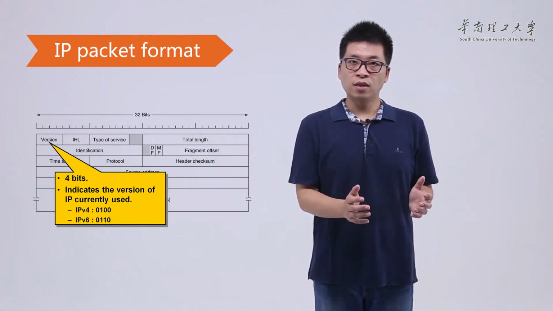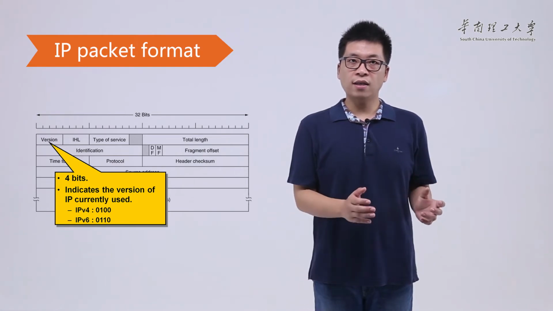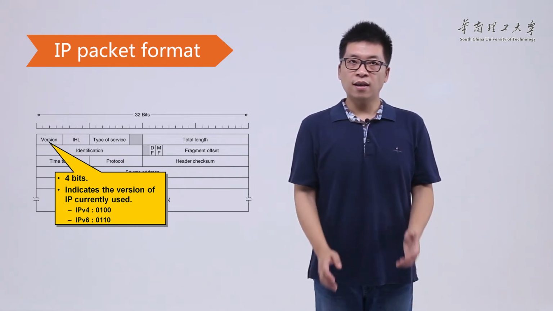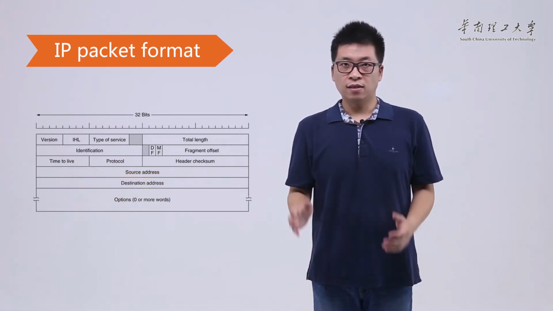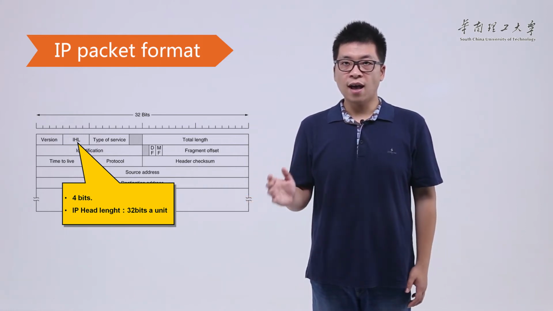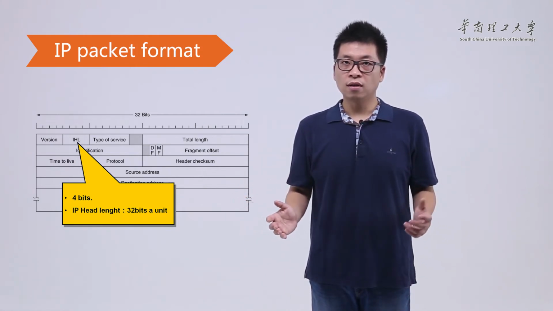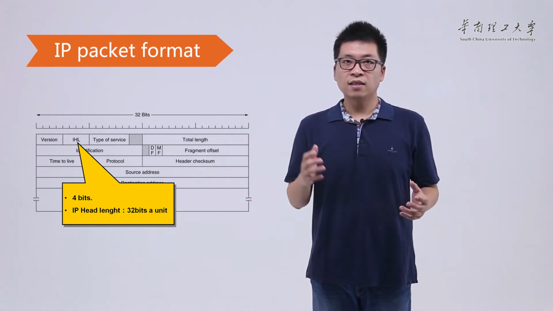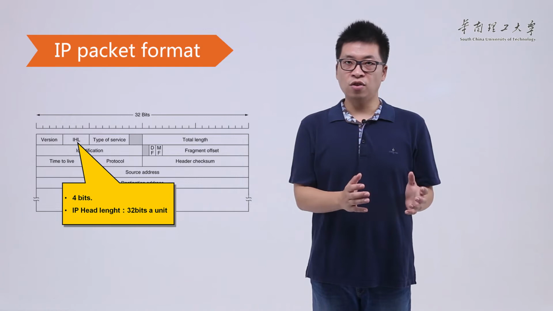The first field is version, which takes 4 bits. This field indicates the version number of IP currently used. It can be IPv4 or IPv6. The second field is called IHL, short for IP header length. It takes 4 bits as well. The value stored in the field indicates the length of the IP header, with 32 bits as a unit.